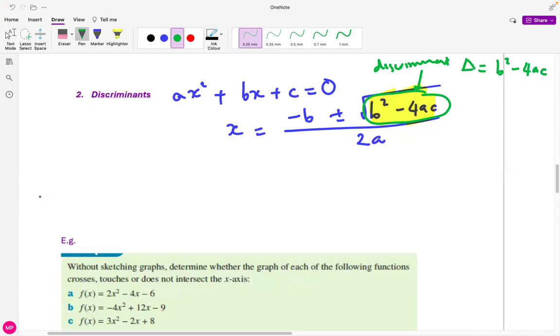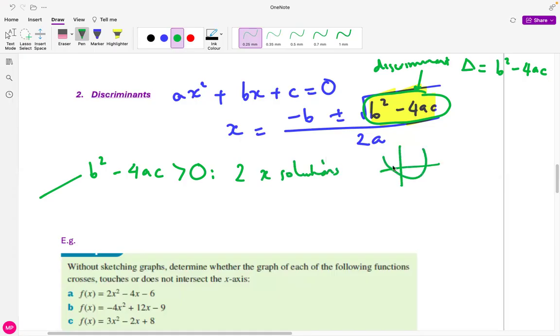So we have three cases. If b squared minus 4ac, the discriminant, is bigger than 0, we can take the square root of it. There's a plus minus, so we end up having 2 x-intercepts, or two solutions. If we think of a parabola, we're going to have 2 x solutions here and here, or if it's upside down, here and here.